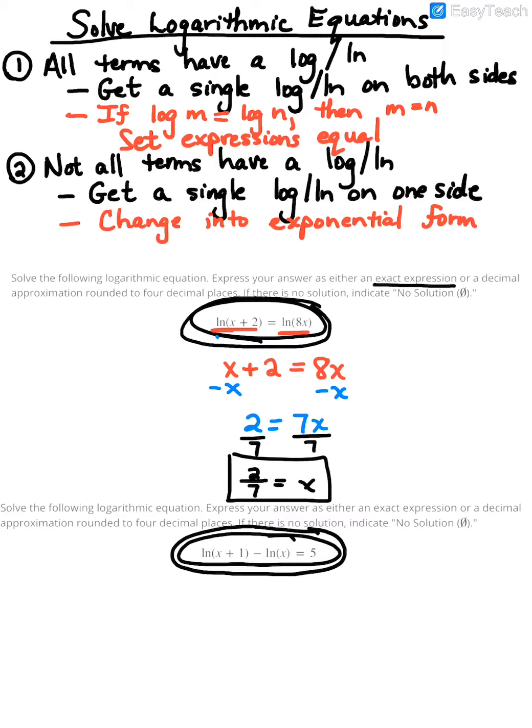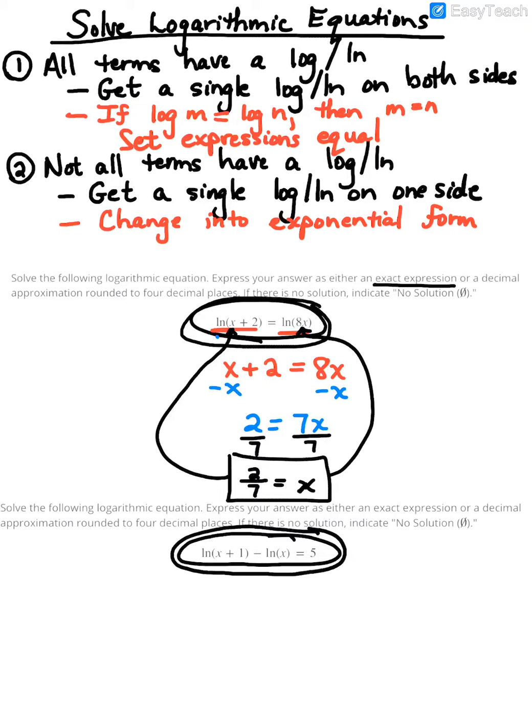You do want to check your answers because remember, you cannot take the log of a negative number. So you want to make sure when you plug that value of x back in, everywhere it exists, that that is not causing you to take the log of a negative number. And in this case, it's not. So the solution should be valid.